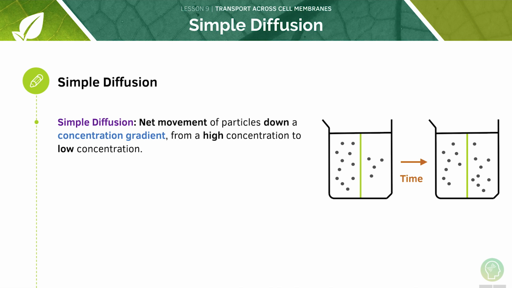Net movement of particles down a concentration gradient from a high to a low concentration is known as diffusion. A concentration gradient is the difference in concentrations of a substance between two regions. These two regions are often divided by a certain distance.